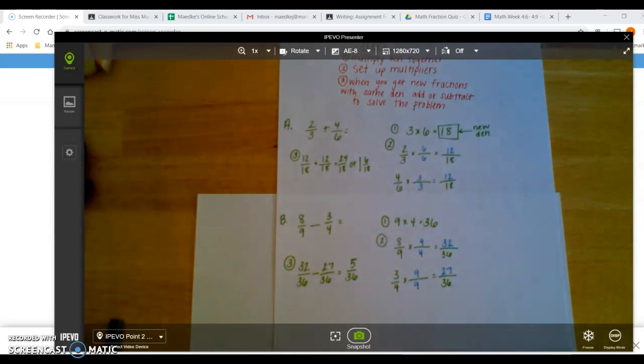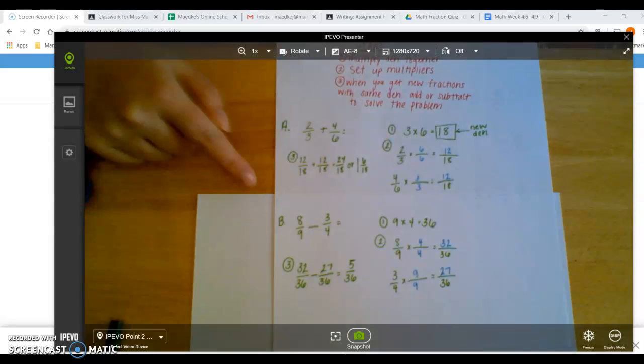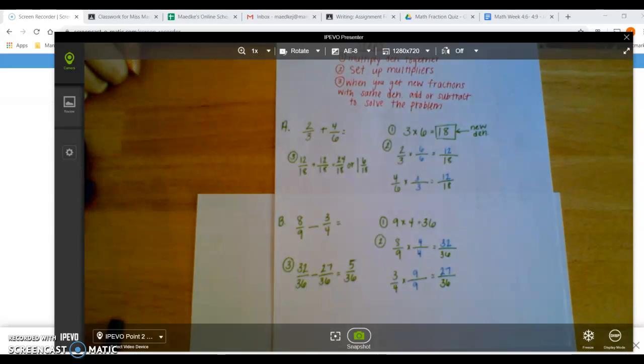So when you're doing this, make sure you look at whether you're adding or subtracting, and then make sure that you have that same denominator. If you don't, you need to do this method here. Get your new denominator, set up your multipliers, and then solve when your denominators are the same.